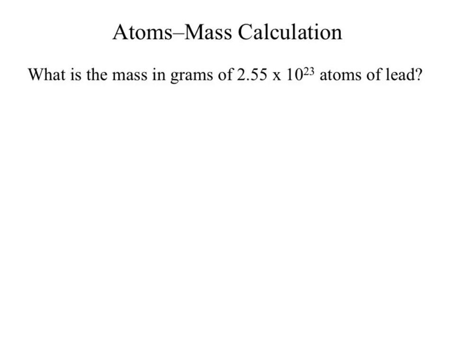So, new calculation. What is the mass in grams of 2.55 times 10 to the 23rd atoms of lead? Where do you start? What do you want? What you want is your final answer. I can't tell if that's Pb or not from this angle.